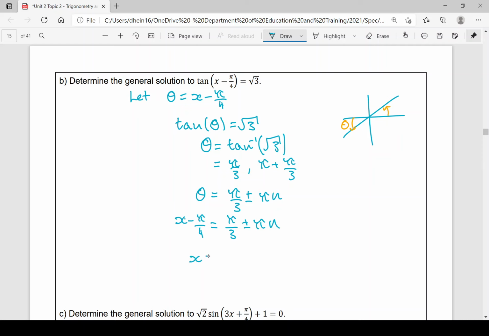So x is going to equal 7 pi on 12 plus or minus pi n. That just comes from adding pi on 4 and pi on 3. If we make them have the same denominator, we're going to get 7 pi on 12.